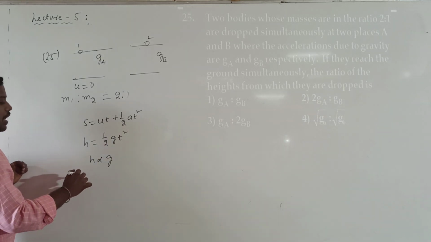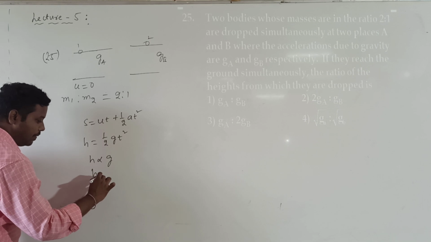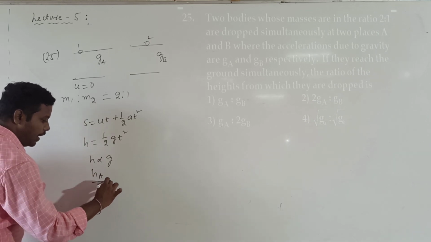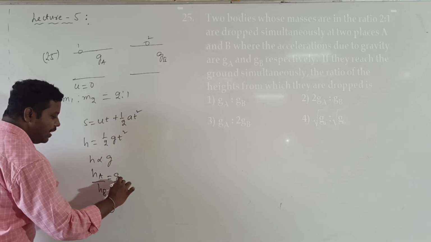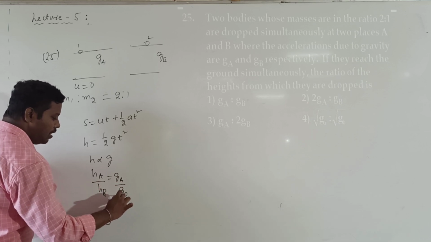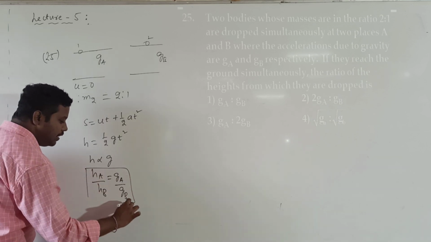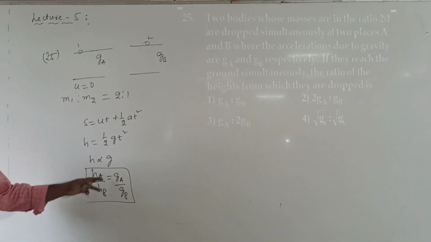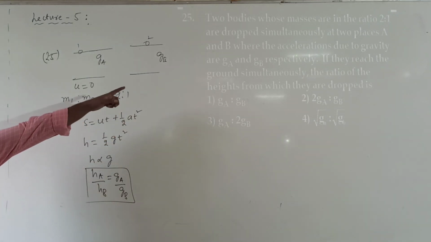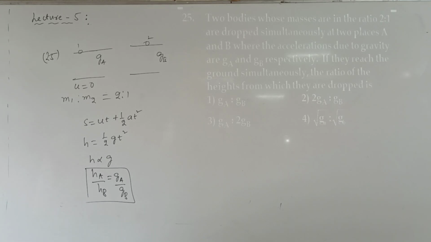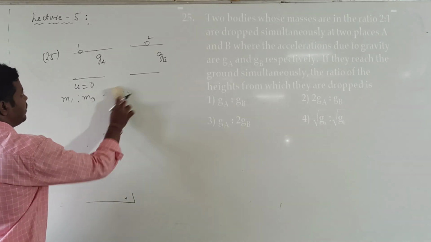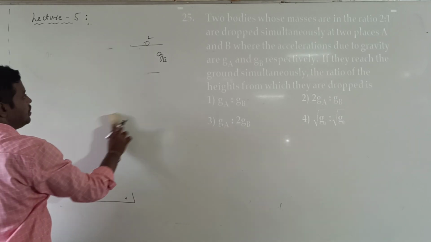Then h value is directly proportional to g. Then hA by hB value will be equal to how much? gA divided by gB. Simple question. So gA divided by gB. That is, the ratio of heights will be in the ratio of acceleration due to gravity, gA is to gB. Understood now? So this is question number 25. Next question.